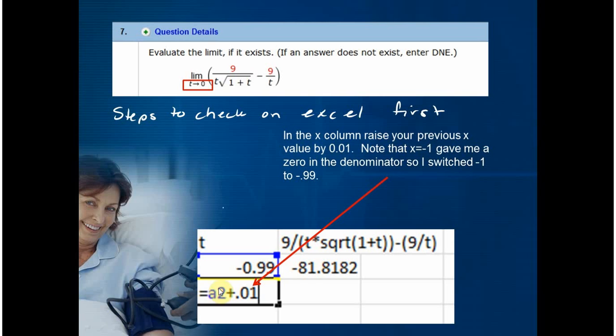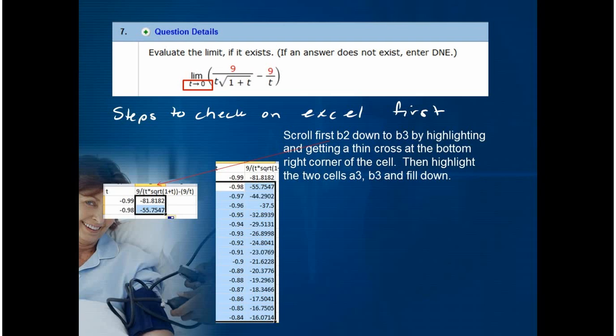Next step is I'm going to start making the x's bigger, and you do that by taking the previous value, which is A2, and then adding 0.01. I intend to scroll this down at some point, so when I do it with A2, what it will do when I scroll this box down one more step is that it's going to automatically do A3 plus 0.01. So now I don't have to plug in x values one by one.